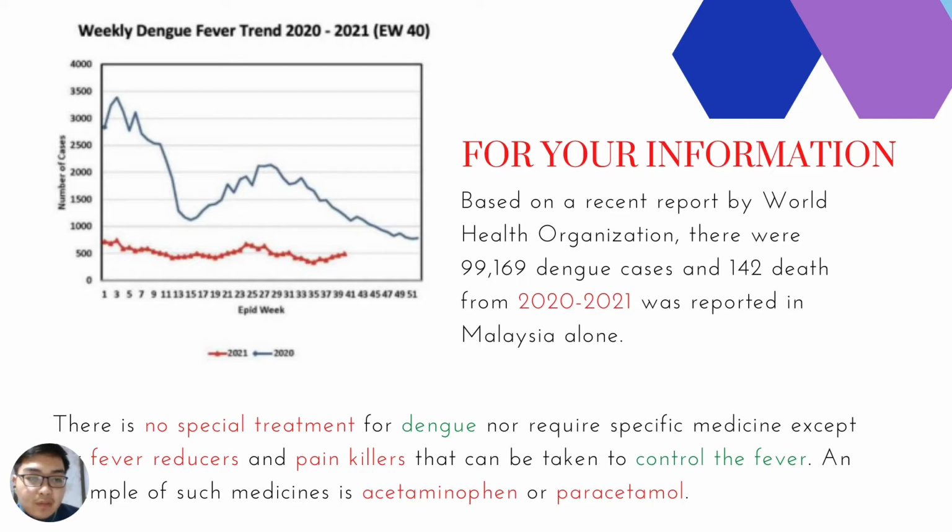There is no special treatment for dengue, nor does it require specific medicine, except for fever reducers and painkillers that can be taken to control the fever. An example of such medicines is acetaminophen or paracetamol.